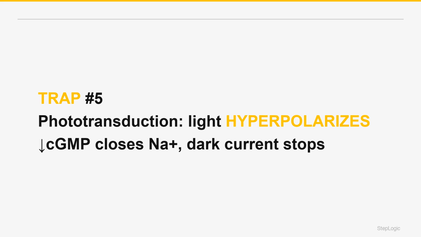Trap 5. Light hyperpolarizes photoreceptors. In the dark, cGMP holds sodium channels open. Light drops cGMP, closes the channels, stops the dark current, and reduces glutamate release. Counterintuitive but high yield.